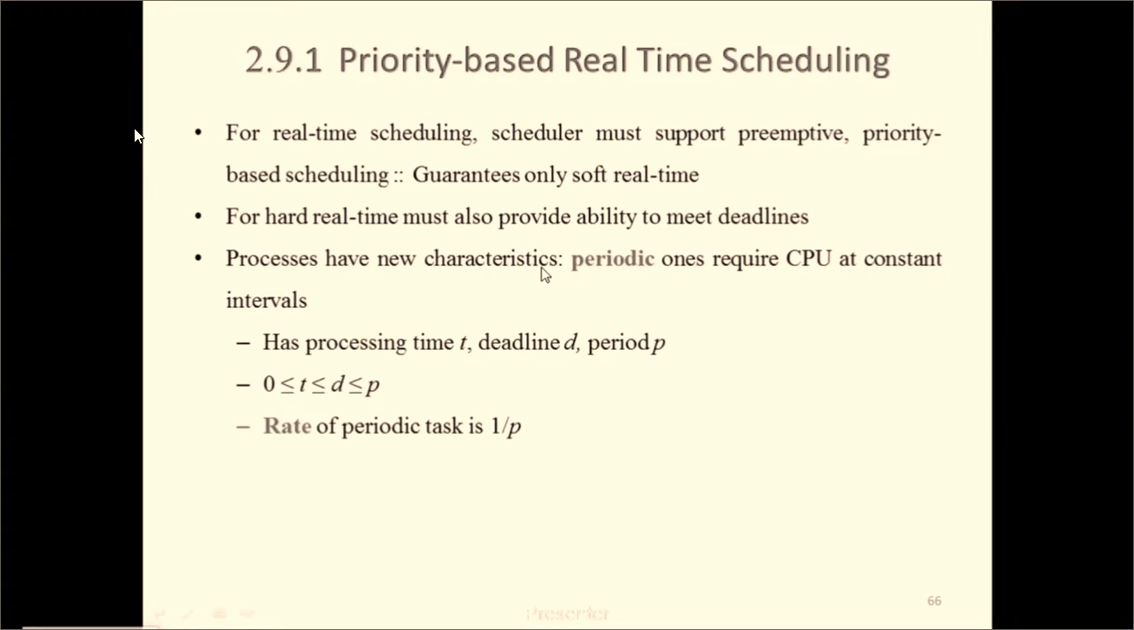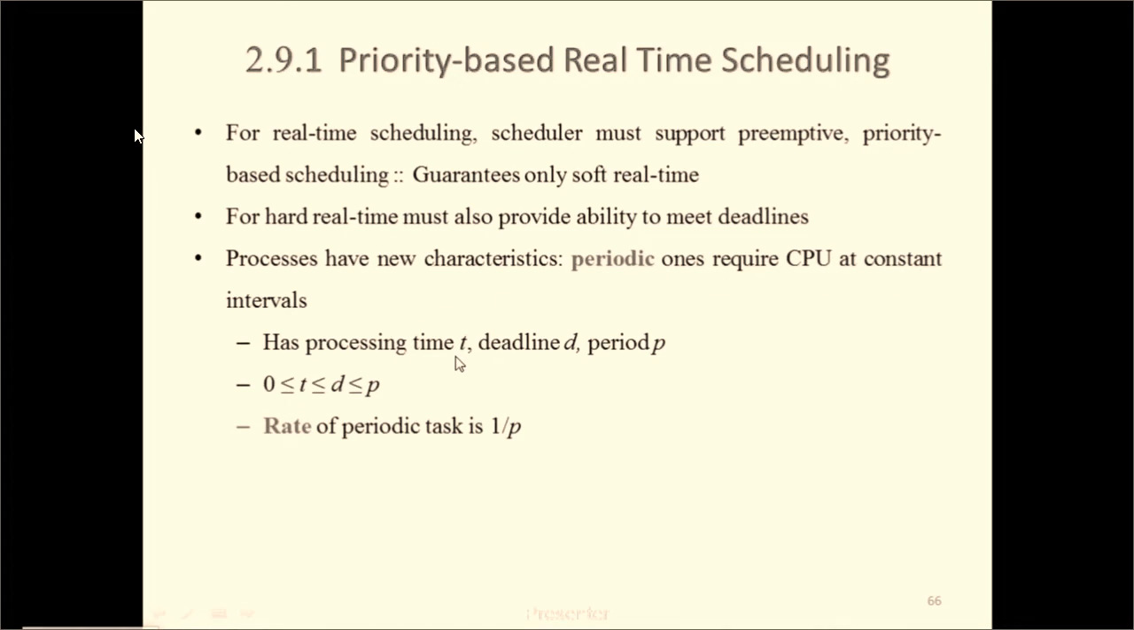Processes have new characteristics. These are called periodic ones, which require CPU at constant intervals. So there are certain processes which will keep on saying that I need the CPU for this period, and this is repeatedly happening. For example, a timer interrupt in a system. It will ping the system, update the time, and come out. Probably the smallest ISR, but yes, it keeps on asking for CPU time periodically.